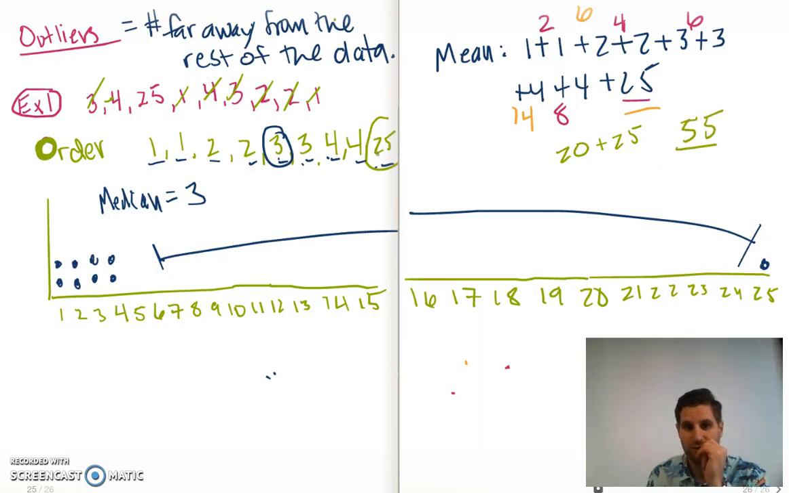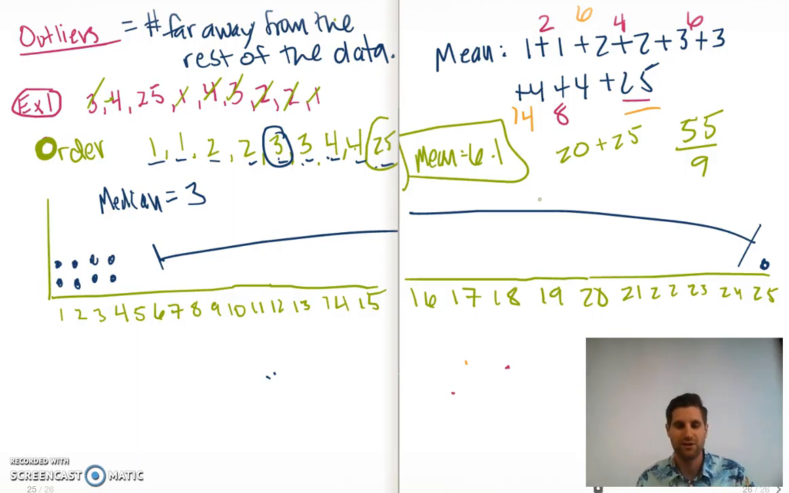Then we got to count up all of our numbers. 1, 2, 3, oh, we already said it was 9, right? 55 divided by 9, might as well use a calculator at this point. Boom, 55 divided by 9, I get 6.1. My mean is 6.1. Why is it that high when there's only one value that's bigger than 4? Okay, one value bigger than 4, yet my mean is 6.1.